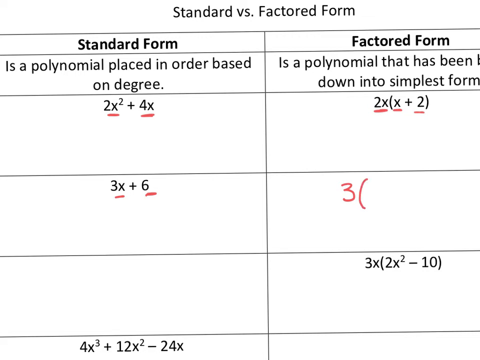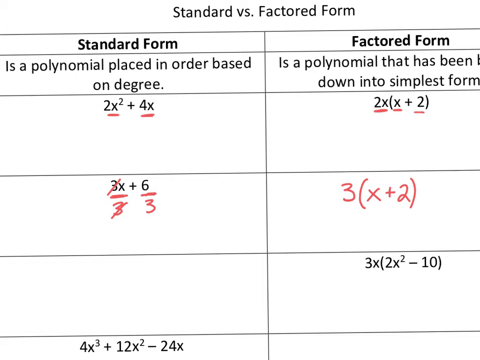And then what's going to be left? Well, first term, 3x divided by 3 would be what? Just x, right? Those 3's would cancel. It's okay. And then if we divide the 6 by 3, what's going to be left there? 2. So plus 2, because it's positive. And that is how we factor. Okay?